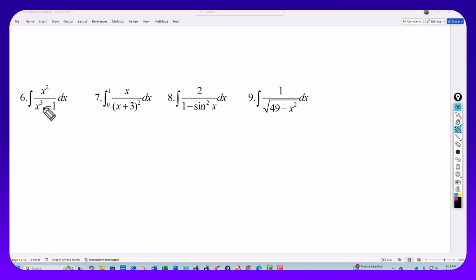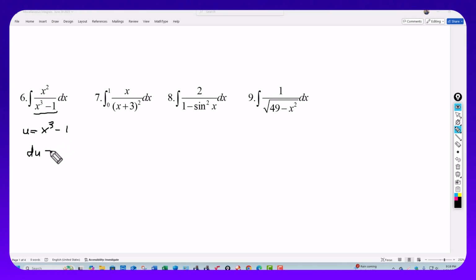Now for the next one, notice again, sometimes it's pretty obvious when a u substitution is going to work. Sometimes it's not. But here, this one again is one of the obvious ones, because the derivative of the denominator has an x squared factor. So whenever that happens, as long as it has a constant factor, we can select u to be that. So here the u will be in the denominator again. Let u equal x cubed minus 1.